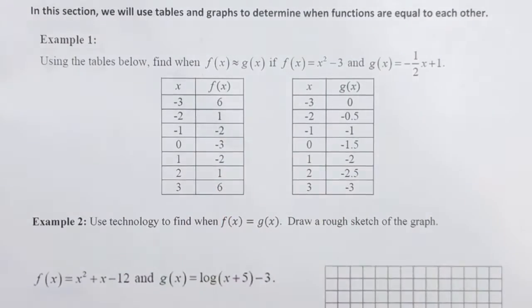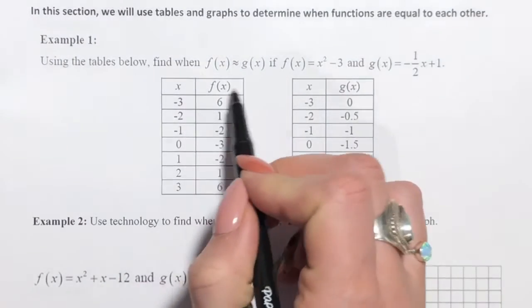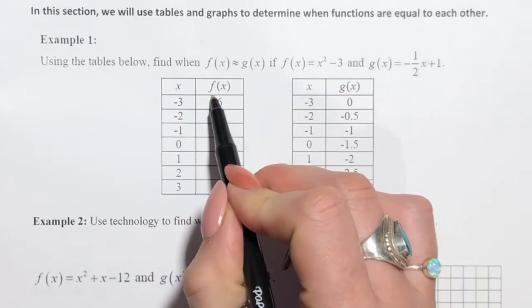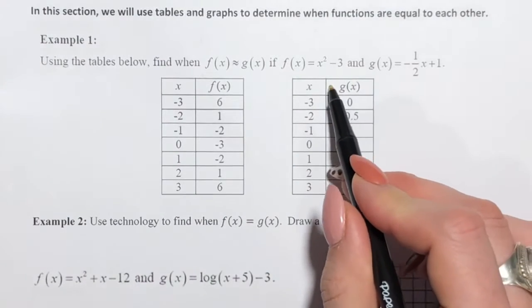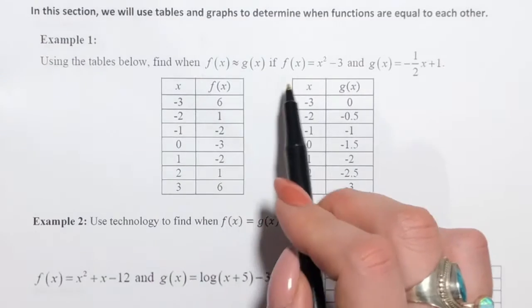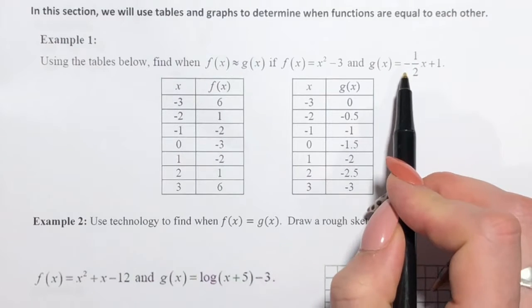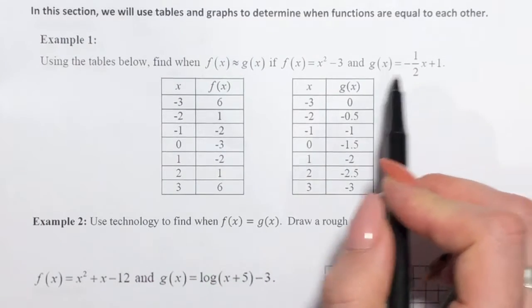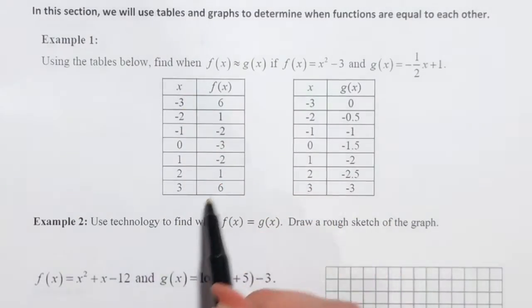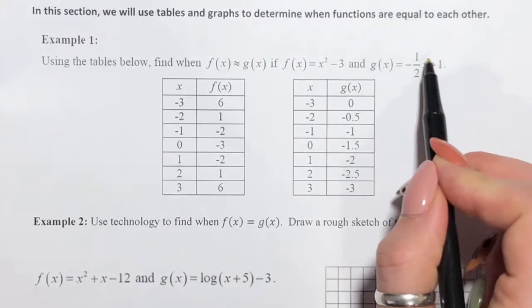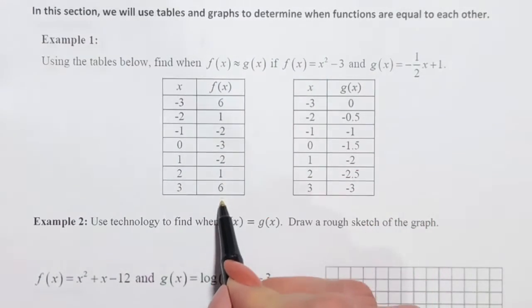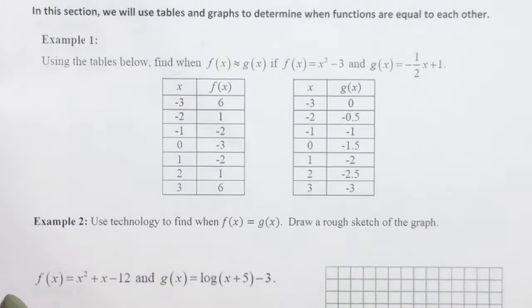One is if they give you a table like this, where here we have a table, and this table you'll see represents f of x, and this table represents g of x. So in this first example, f of x is the equation x squared minus 3, and g of x is the equation negative 1/2 x plus 1. And if I were to plug in x values into each of these equations, these would be the outputs or the y values I would get. So again, when we're solving a system, essentially what you're doing is seeing when the two graphs would cross each other and when they would intersect.